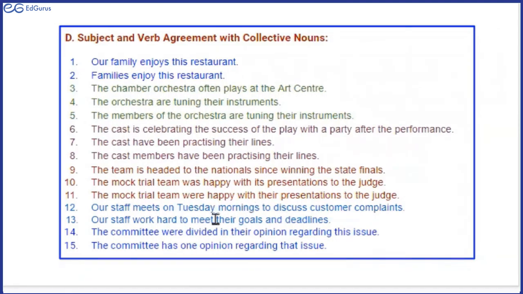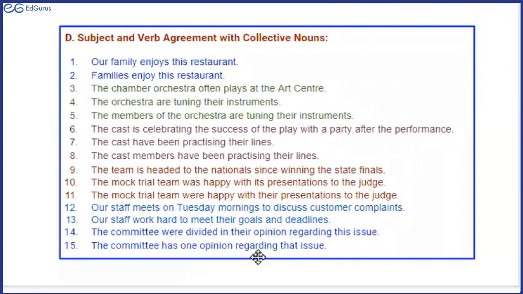Our staff meets on Tuesday morning to discuss customer complaints. Staff, collective noun, but singular. Our staff work hard to meet their goals and deadlines. Now, when it says their goals and deadlines, it means more than one. So here, our staff work hard. It refers to the members of the staff.